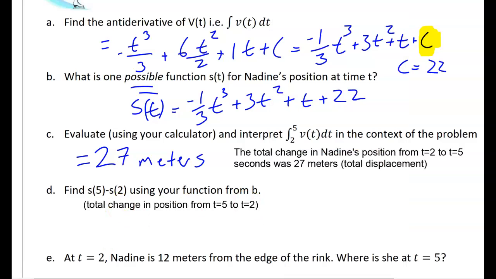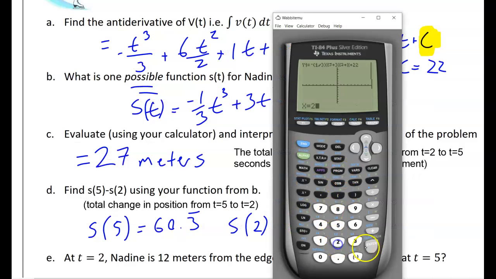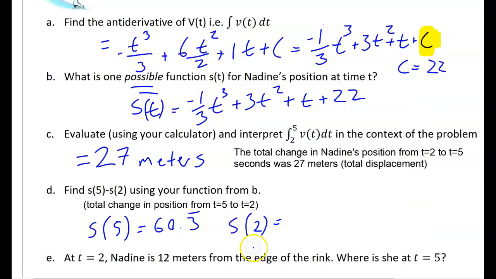We get 181 over 3, which is 60.3 repeating, and then S of 2, we get 100 over 3, which is 33.3 repeating. So these are the positions at these times. And notice the difference here.